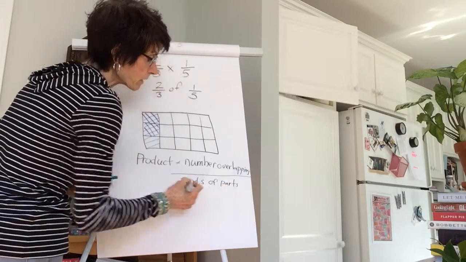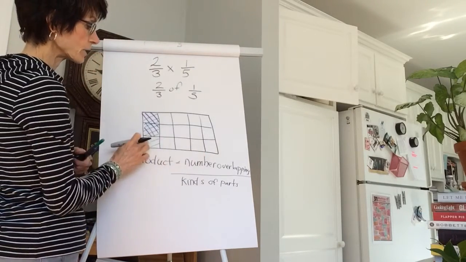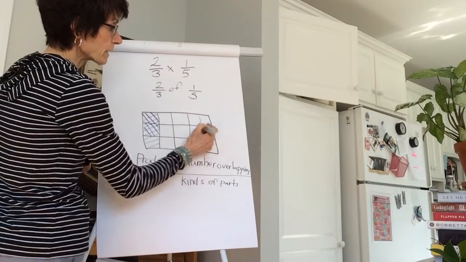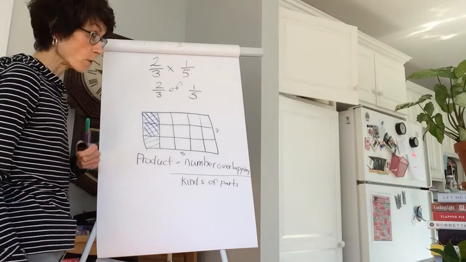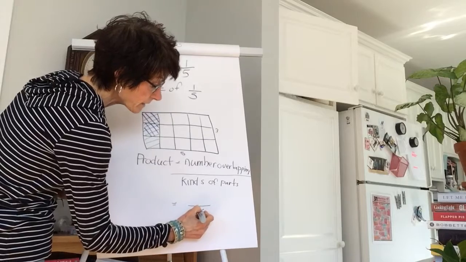Okay, so how many kinds of parts do we have? Let's see, we have 5 going this way, there's 5 this way, there's 3 this way. And from our whole number area model, we know that 5 times 3 is 15. So our kinds of parts are 15.